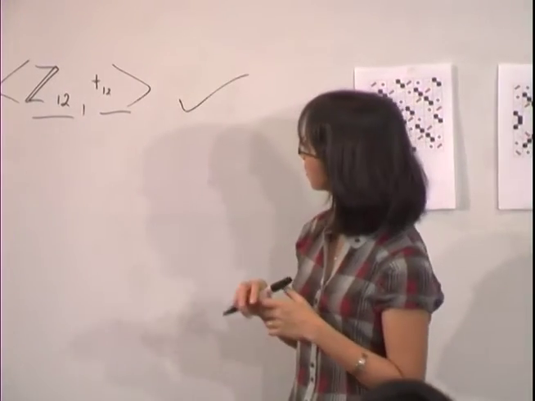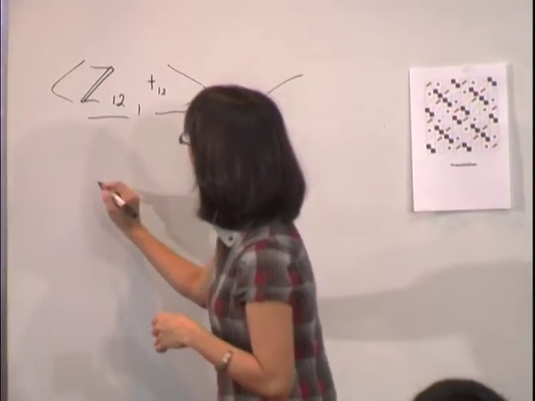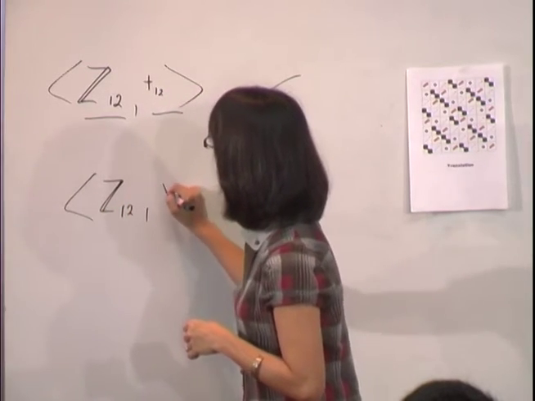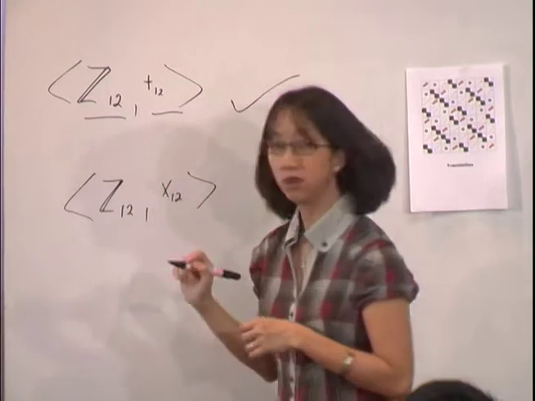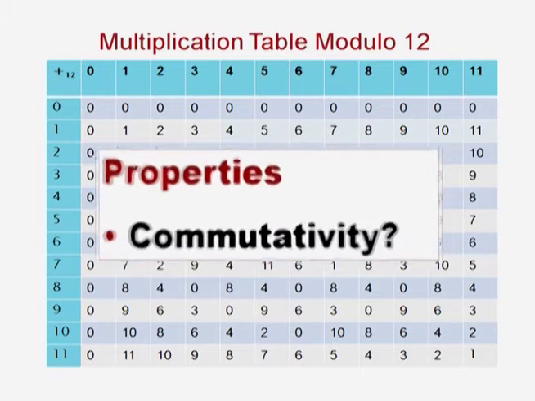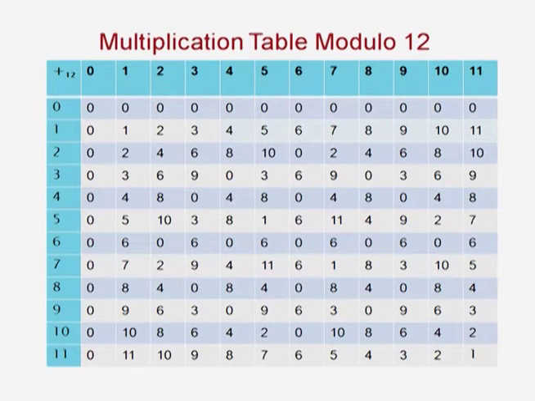Okay. The question now is, is Z12 under multiplication modulo 12 also a group? Let's see. This is the table for multiplication modulo 12. Let's check if the properties exist also. Is it commutative? How do we check for commutativity again?